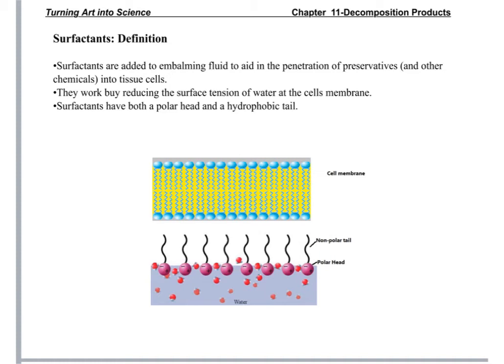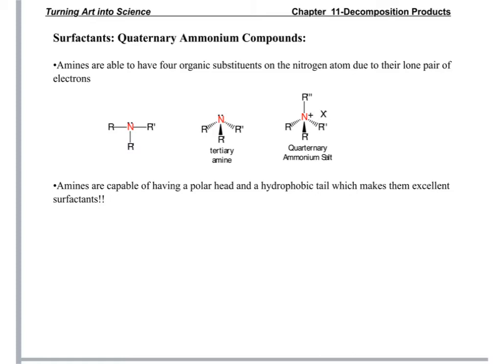Surfactants are going to aid in penetration of preservatives and other chemicals so that they can enter the tissue cells. They work by reducing the surface tension of the water, and they have both a polar head and a hydrophobic tail. They've got an end that seeks the water, that's the polar end, and the hydrophobic tail is the one that does not like water, a nonpolar end. Things that are nonpolar would be soluble in it. Amines can have four different organic substituents. Amines are capable of having a polar head and hydrophobic tail, which makes them really good surfactants.